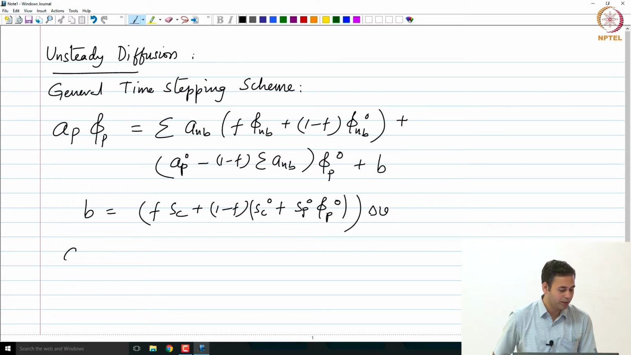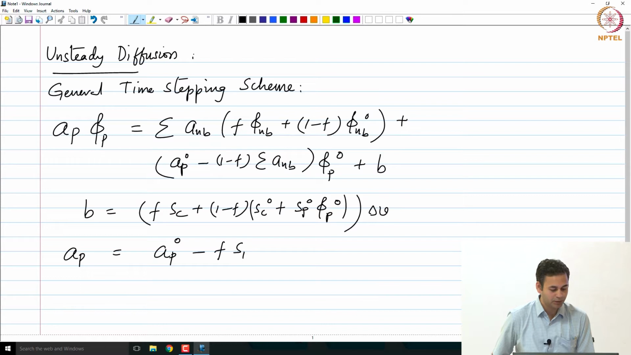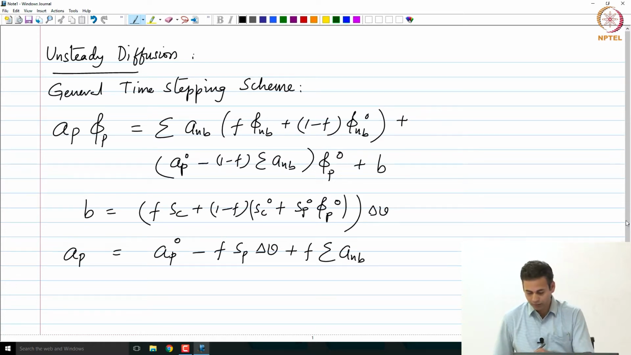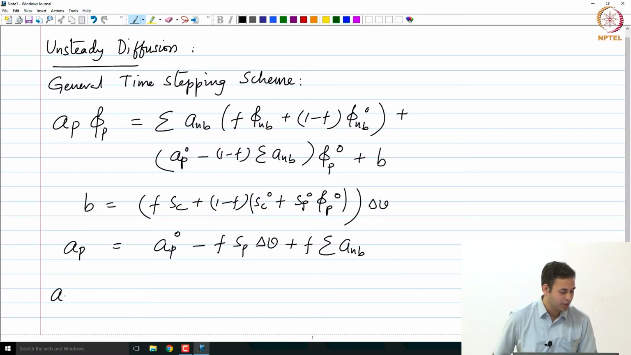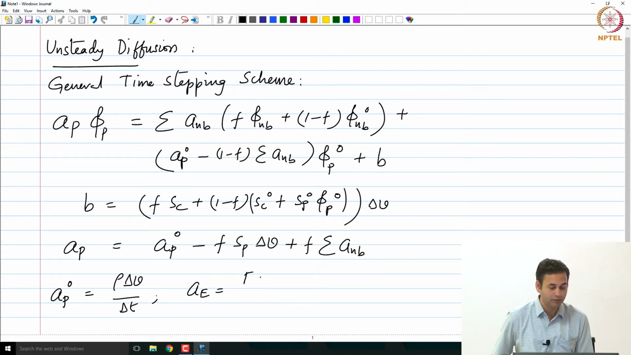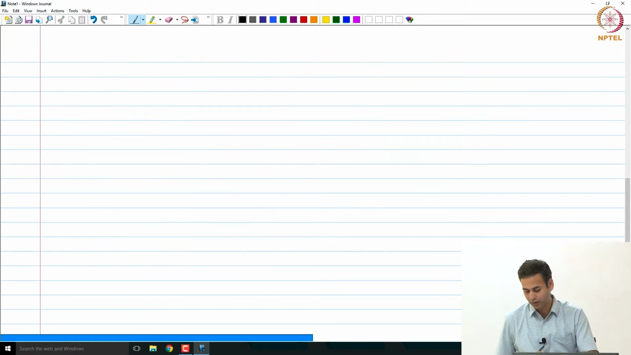And what about AP? AP was how much? AP naught minus f times SP times delta V plus f times sigma A nb, right, that is what we have. So we have calculated all these things, and of course AP naught is rho delta V upon delta T, and all our A east, A west, all of them have their usual definitions, that is gamma east delta Y upon delta X E, right, and so on.